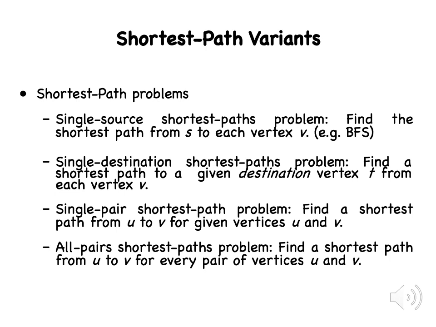The next variant is the single destination shortest path problem. Now there is only one destination. From other vertices you have to find out the shortest path. Find the shortest path to a given destination vertex T from each vertex V.